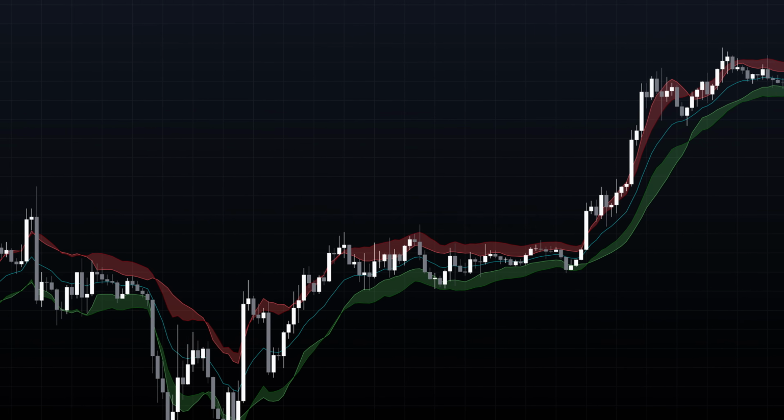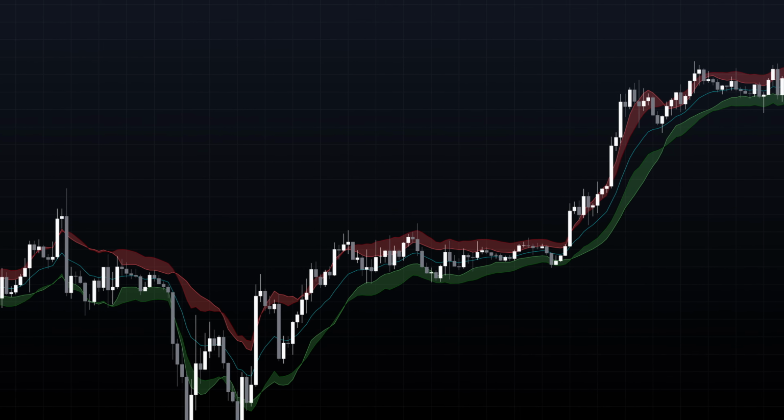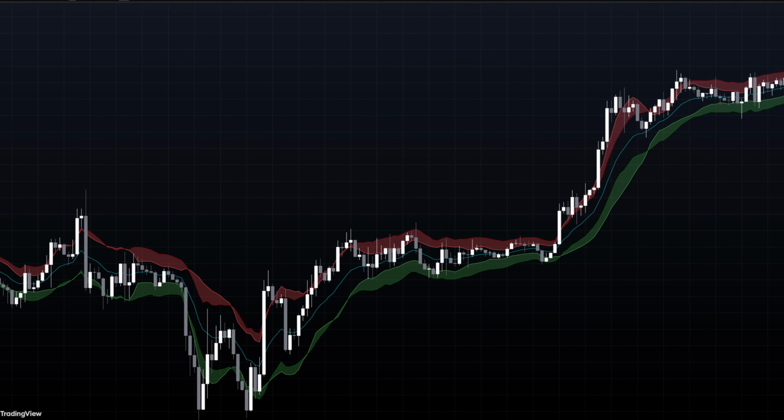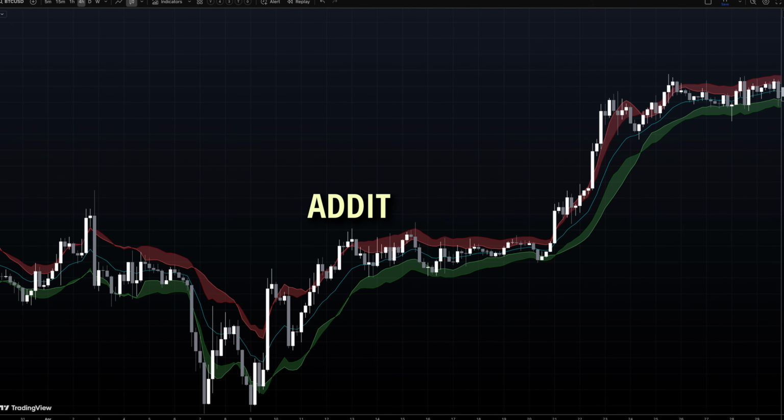While it shares similarities with indicators like the squeeze indicator, volatility bands provide direct visual cues for trading opportunities without the need for additional momentum tools.